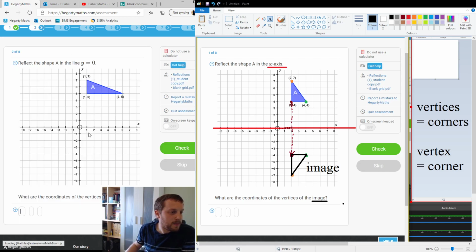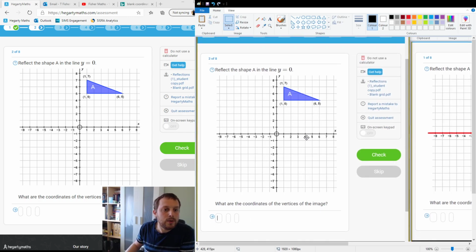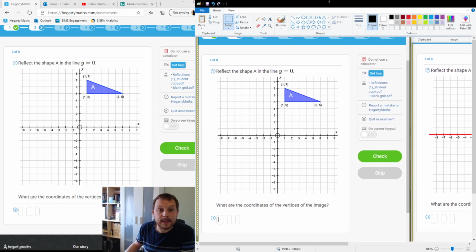Okay, reflect the shape A in the line y equals 0. So first of all, let's do print screen. Let's go onto this paint here. Let's move it. And let's remind ourselves of what the line y equals 0 was. So y equals 0 was all the coordinates where the y number is 0.